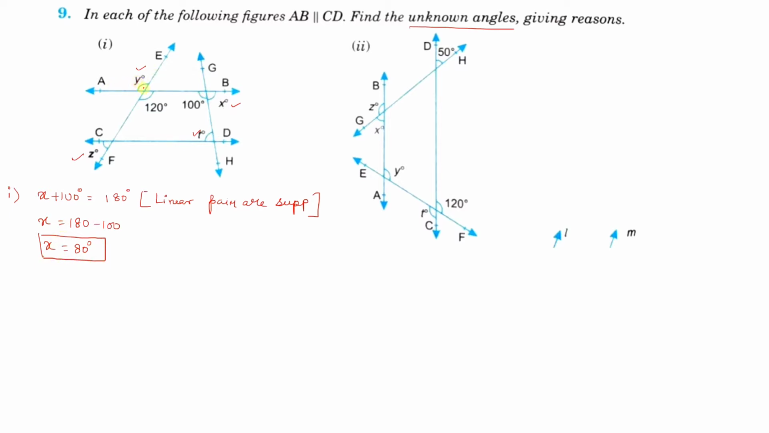Y and 120 are opposite angles, so they will be equal by the property of vertically opposite angles. So y will be equal to 120 degree. The reason will be vertically opposite angle. Okay. Next, find out z.